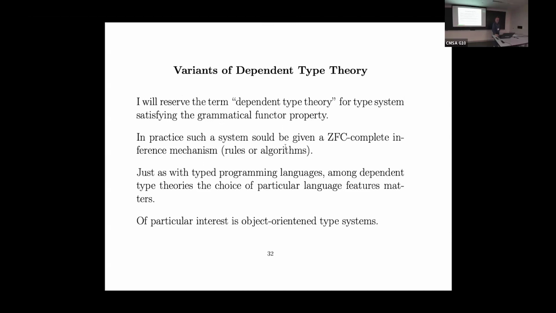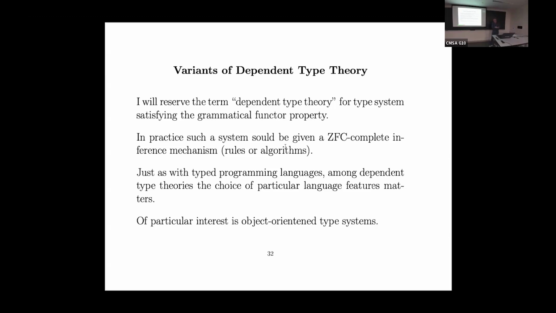Variance of dependent type theory. These systems are a lot like programming languages, and I didn't really appreciate that until fairly recently. It's not enough to just specify a type system with the groupoid, with the grammatical functor property, and it's ZFC complete, right? That's another condition you want. You want to be able to prove anything that's a theorem of ZFC. So you want a type system that supports the grammatical functor property and is ZFC complete.